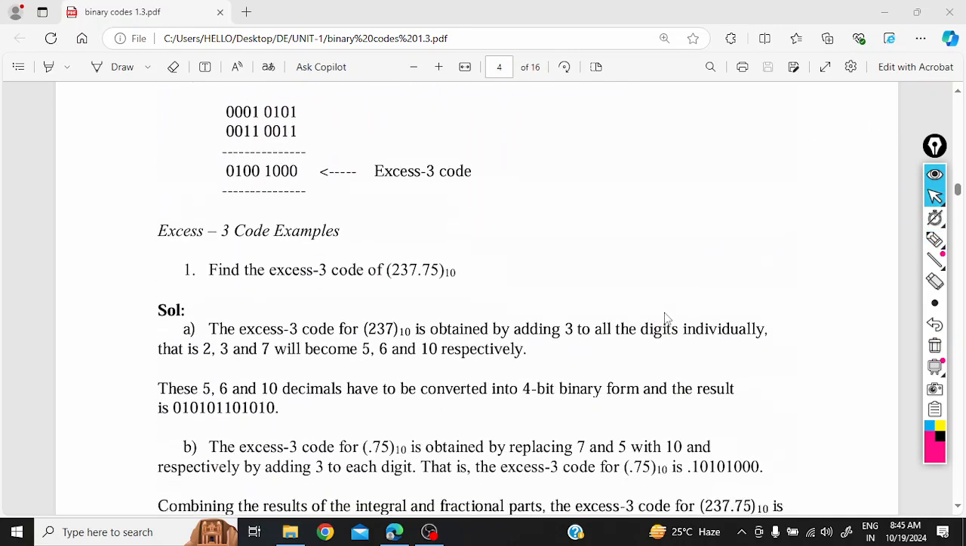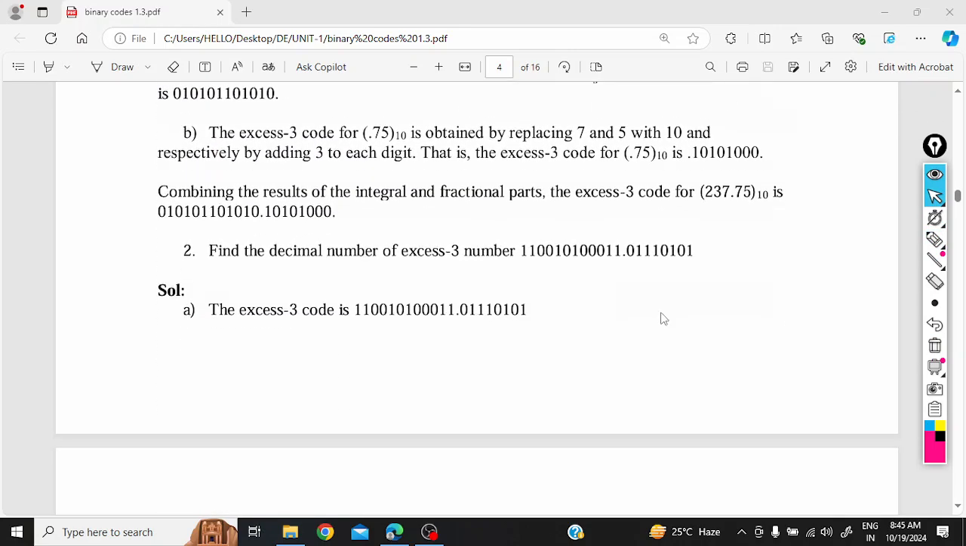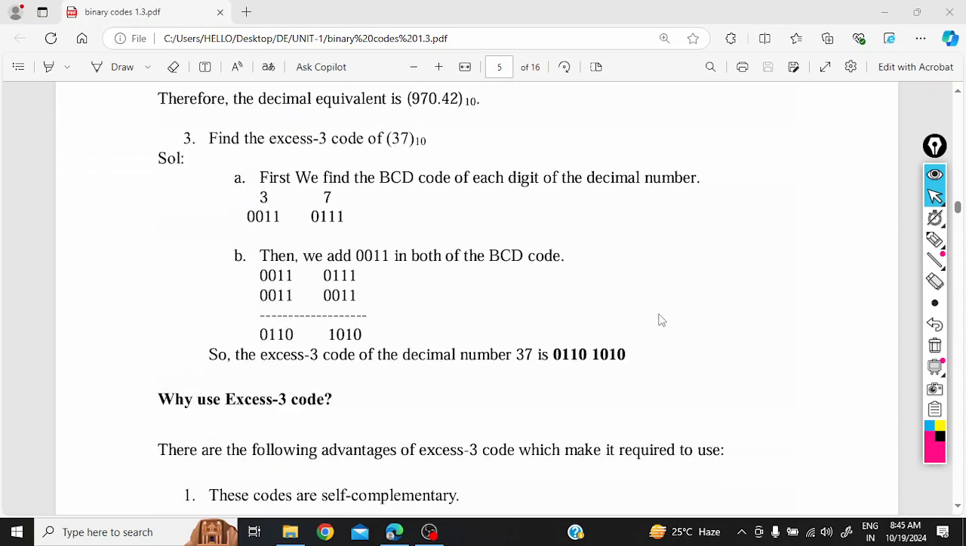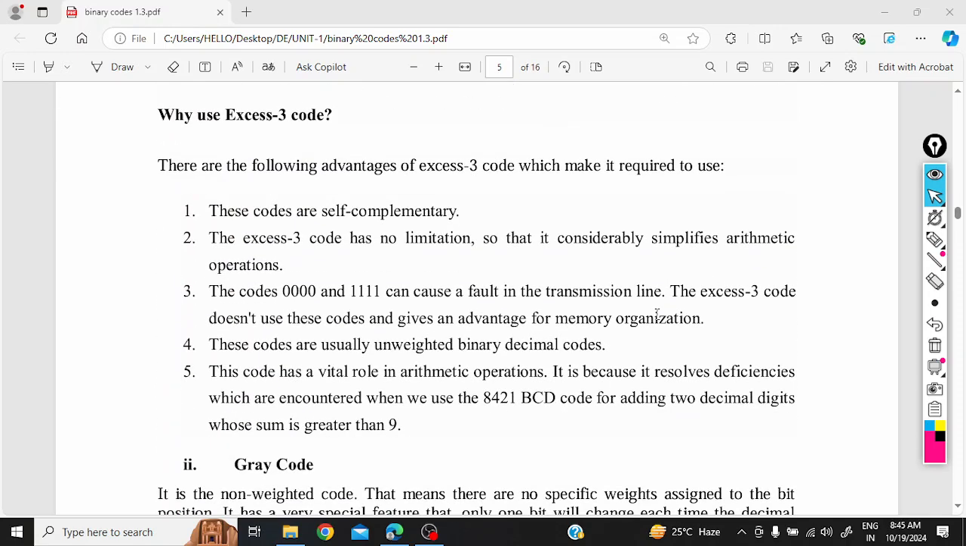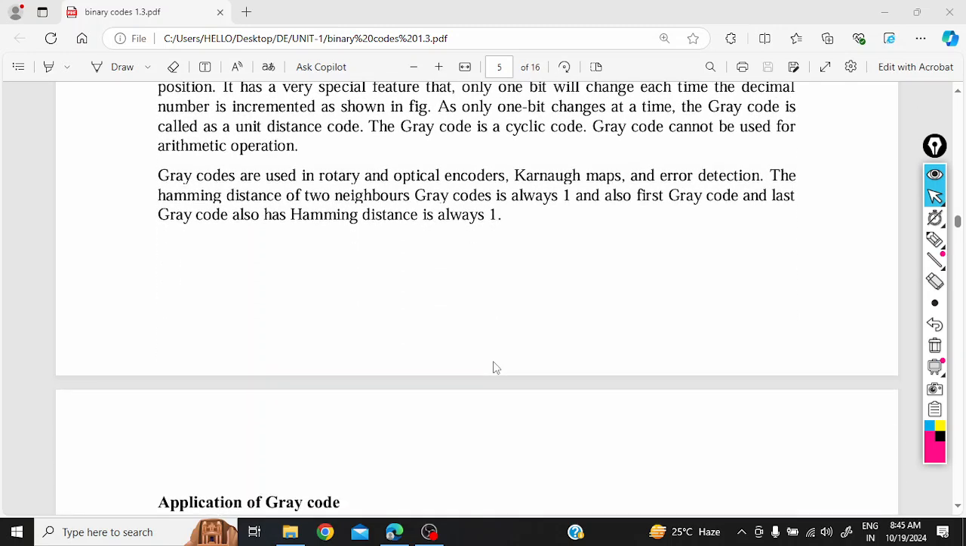Let's see the next example. These are a few examples of representing the given BCD number in binary. Why are we using XS3? The code has no limitation. It can be considered as simplifying the arithmetic operations. Those are the simple things present over here. The next most important code is gray code.